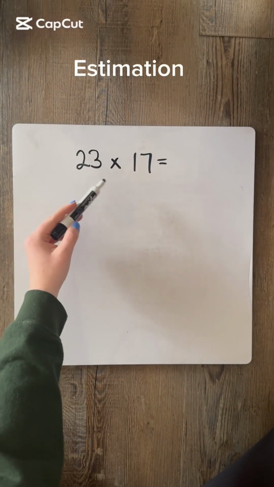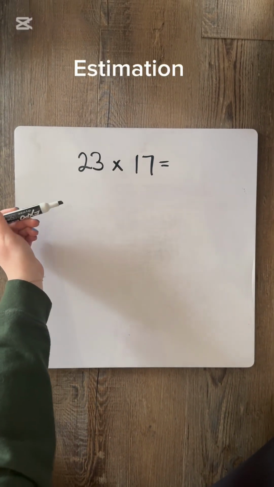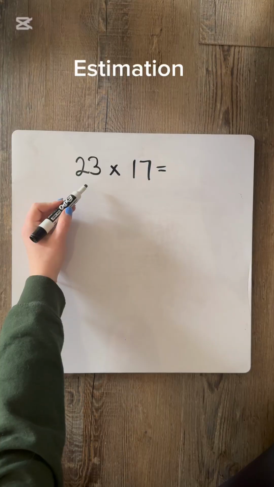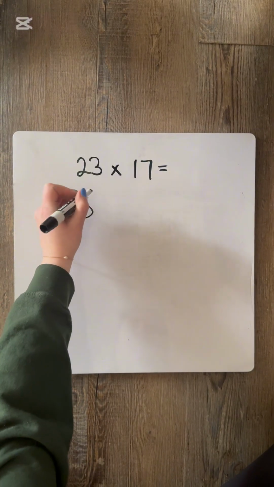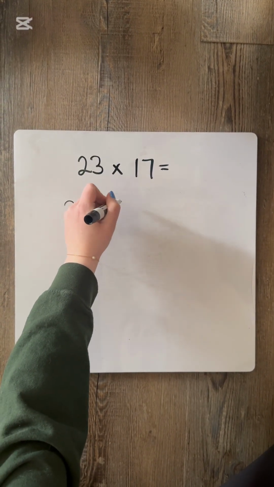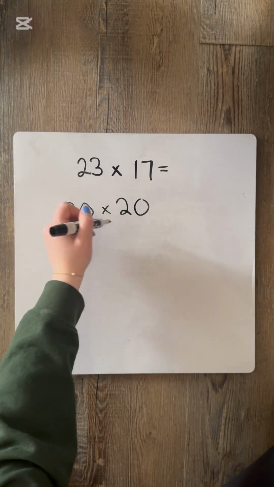So I'm going to do 23 multiplied by 17. And for my estimation, I'm going to round. So I'm going to round 23 down to 20. And I'm going to round 17 up to 20. So I have 20 times 20.